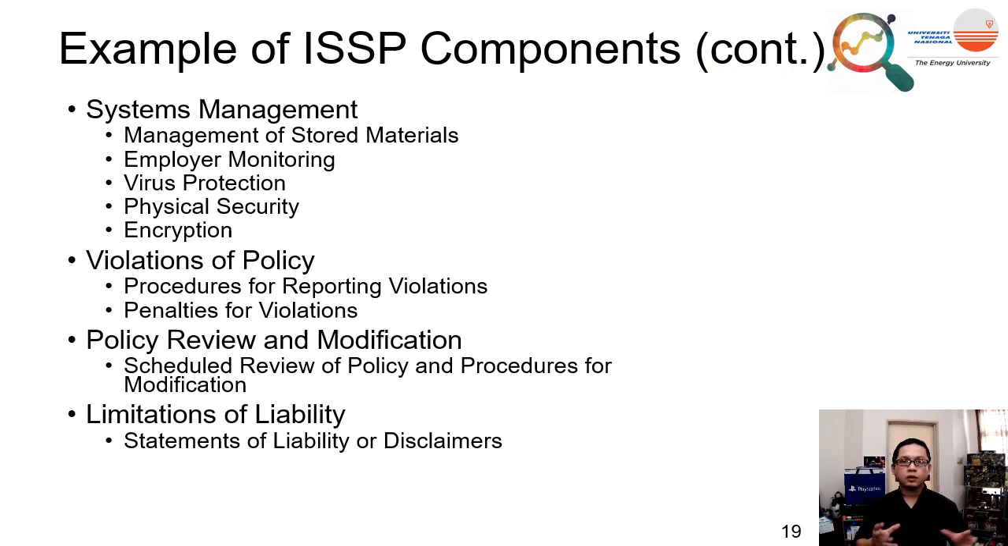And then we also cover the system management, who can actually manage that resource, followed by what happens if the said policy is not adhered to and there is a violation of the privacy, and then policy review and modification because it needs to be done from time to time to make it more current to the happenings inside the organization. And also limitation of liability. It means what is covered inside the policy, for example, if there is a fire, does it cover the violation of the use of resources. So the limitation of liability must also be covered inside the ISSP.